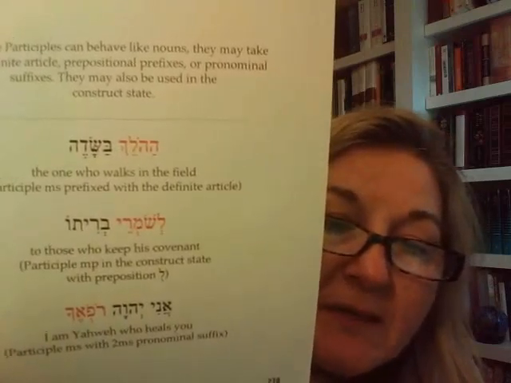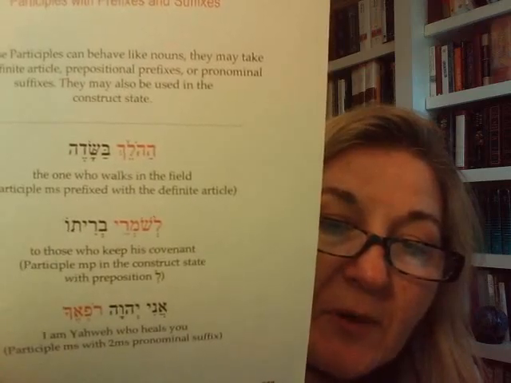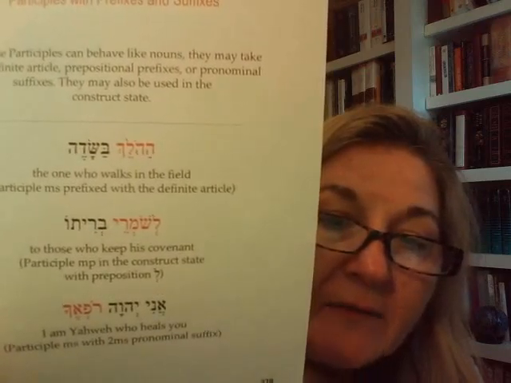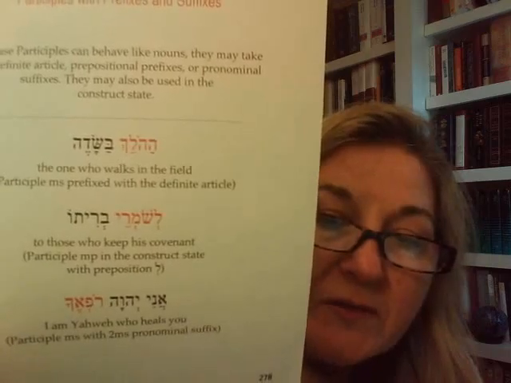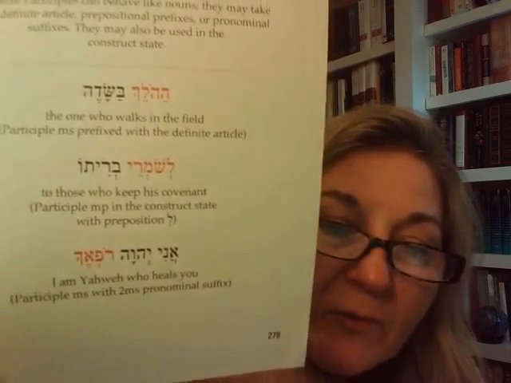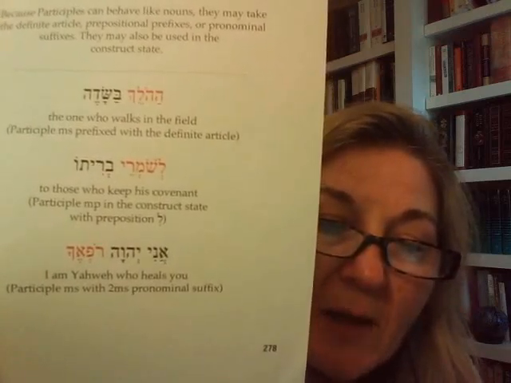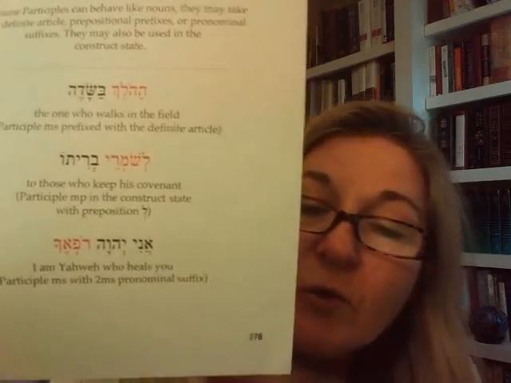To those who keep his covenant, the participle is masculine plural in the construct state with a preposition lamed, to those who keep his covenant. And then I am Yahweh who heals you, the participle masculine singular with 2ms pronominal suffix. And you've already had these, so this should be pretty much easy for you. After what you guys have been through, I think anything's easy for you.